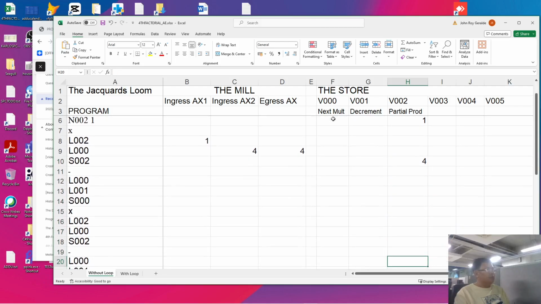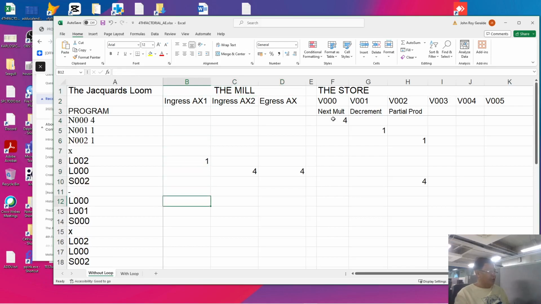The second process is to compute the next multiplier. Remember that the current multiplier is 4. So to do that, we'll have to subtract 1. So the next operation is a minus. Minus L000. Remember that L000 is 4. So 4 minus 1. L001 is always 1. So the egress axis will have a value of 3, because we have ingress axis 1 being 4 and ingress axis 2 being 1. So 4 minus 1 is 3. And then we will store it as the next multiplier by saying S000. So the egress axis will be transferred to variable 000, which makes this 3.